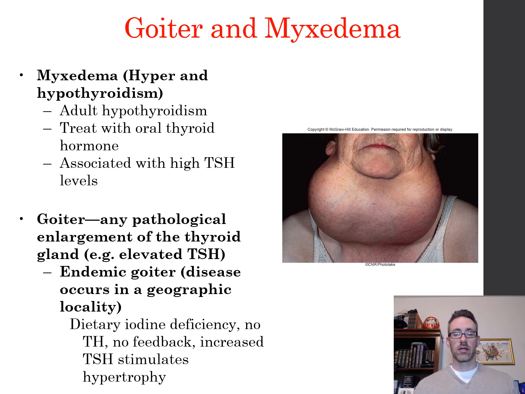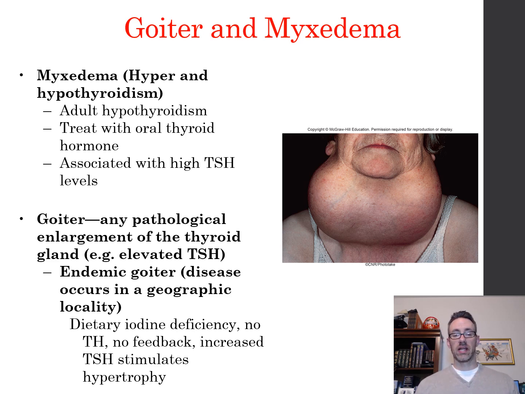Now, a goiter, which you can see over here, in this lady here. This would be a very severe example where it could have a mass effect, where it could actually be compressing structures in the neck. But this is any pathological enlargement of the thyroid gland, and it's also associated with an elevated TSH level, because the TSH stimulates the thyroid to grow.